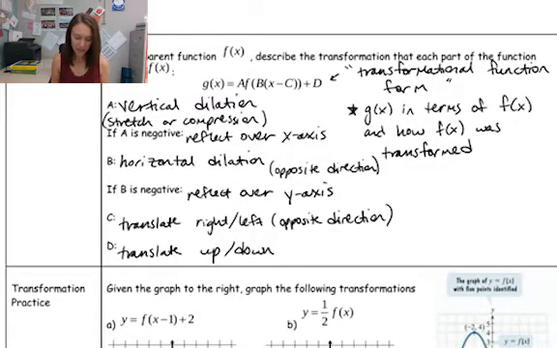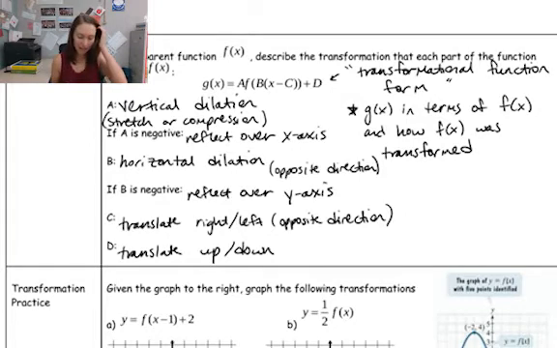So given a parent function f of x, describe the transformation that each part of the function does to f of x. So we have this big formula here, g of x equals a times f of b times x minus c plus d. So this is what we call transformational function form, which is a mouthful, but that's what it's called. It's the equation for g of x in terms of f of x and how f of x was transformed to get g of x.